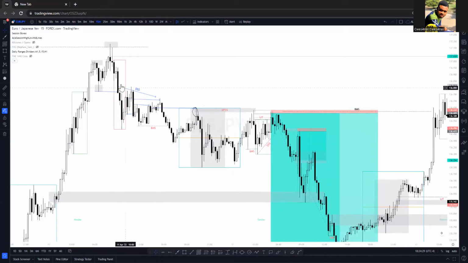Then what happened? We had this inefficiency over here, which price went up to mitigate, right? On the lower time frame, you don't have to always be expecting price to mitigate exactly 50% or 100%. Price can choose to just mitigate the opening, when it takes liquidity from this candle, that is it. But the reason why this played out is because of this we had over here.